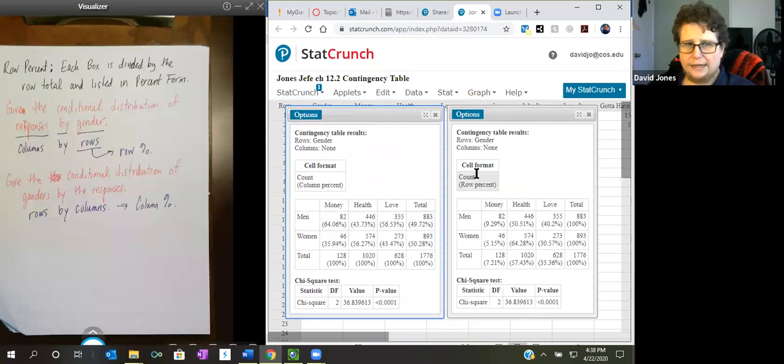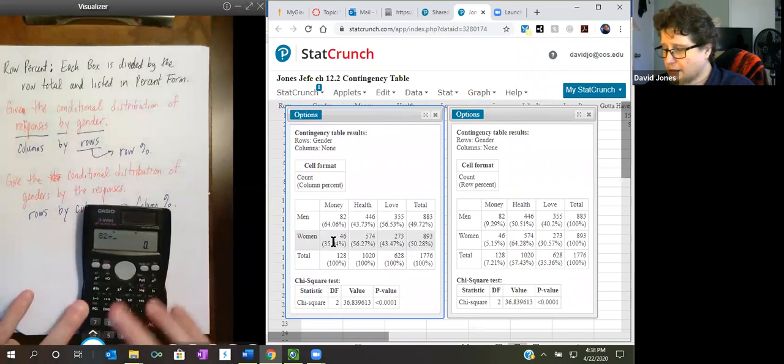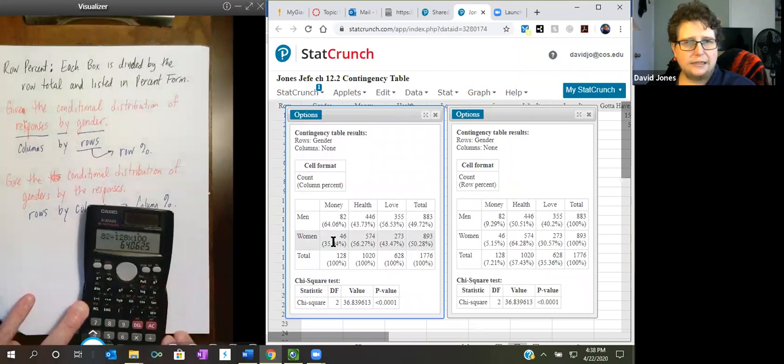The row percent, what they've done is they divided each box by the total in the row, and they put the percents. The column percent, they take each thing in the box, divide by the column total, and give that as a percentage. So 82 divided by 128 right here times 100% gives me that 64.06 right here.